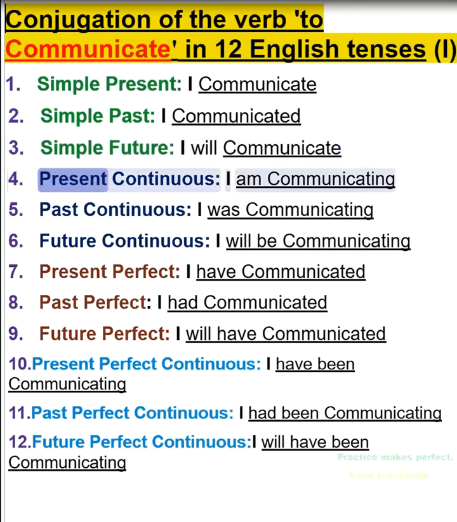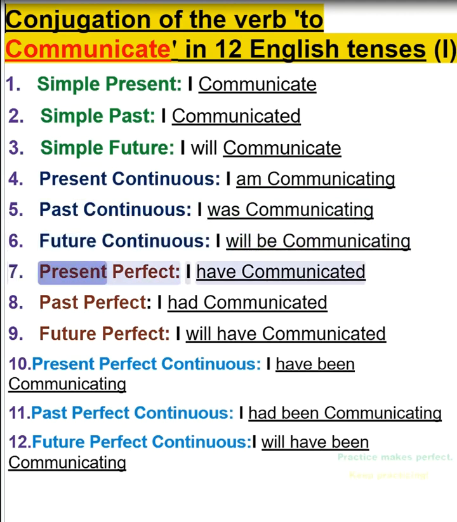4. Present continuous, I am communicating. 5. Past continuous, I was communicating. 6. Future continuous, I will be communicating.